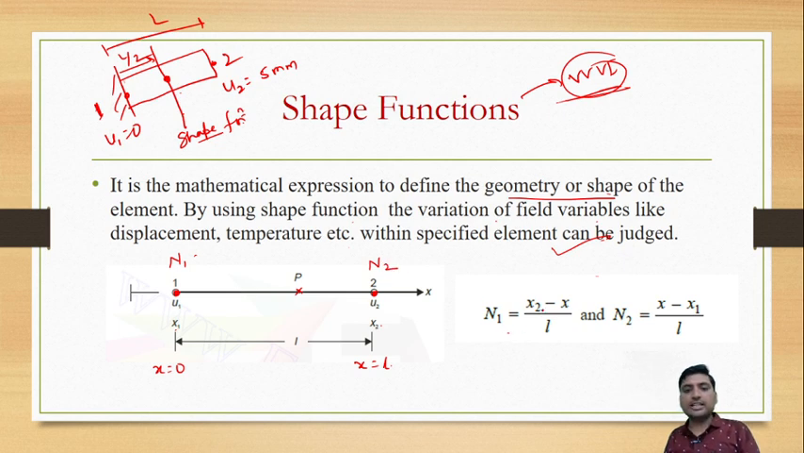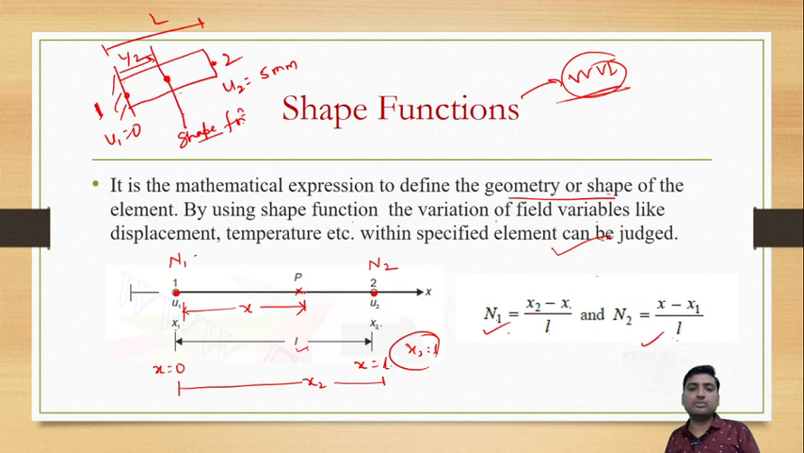So N1 is nothing but x2 minus x upon L, and let's take from here to here, this is x, at point P. For N1, the distance from here to here is x2, because if this is x1, which is 0, then here x2 will be there, so obviously this length x2 is equal to L. So N1 is x2 minus x by L, this coordinate minus x coordinate by L, and N2 is nothing but x minus x1 by L. So these are called shape functions.